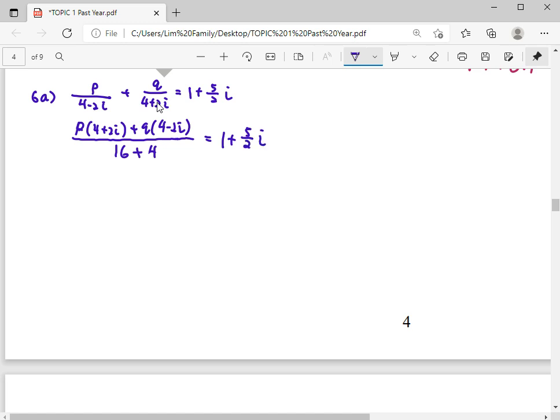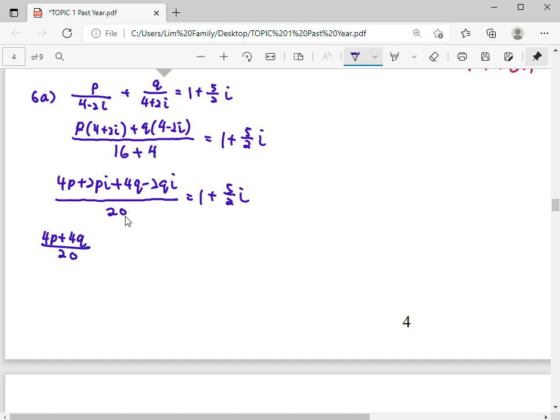Okay, so from here I expand the numerator part in order for me to get to the standard form. So we expand the numerator, you will get 4p plus 2pi, and then 4q minus 2qi over 20. So carry down. Then from here, what can we see some more? We can get to the real part. Collect the real part. 4p plus 4q divided by 20.